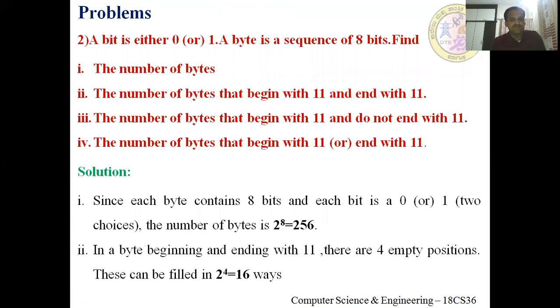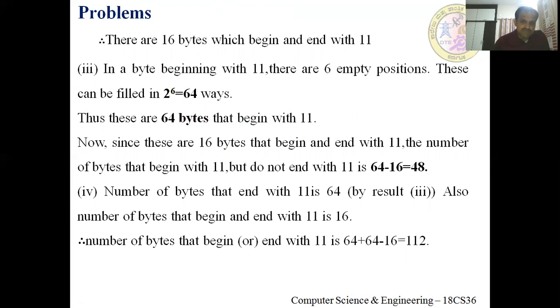Next, we move on to the fourth question. The number of bytes that begin with 11 or end with 11. See, the number of bytes that begin with 11 is 64 because the first 2 bits are fixed. The remaining 6 bits can be placed in how many ways? 2 to the power of 6, 64.